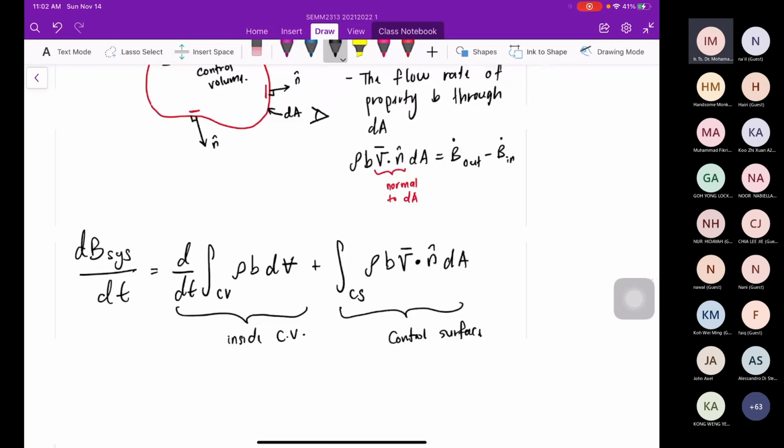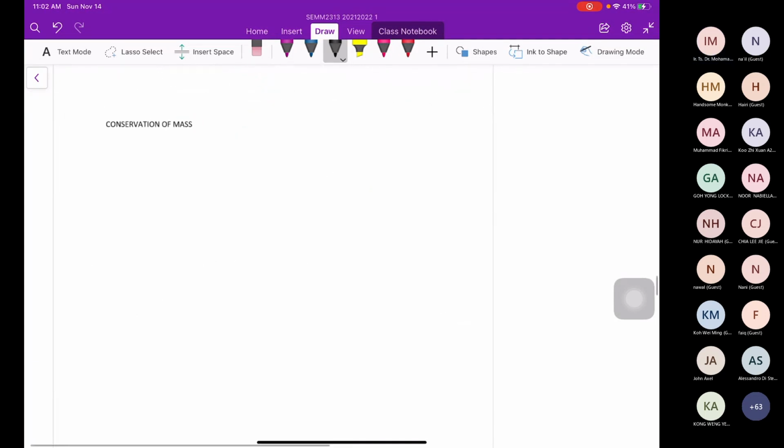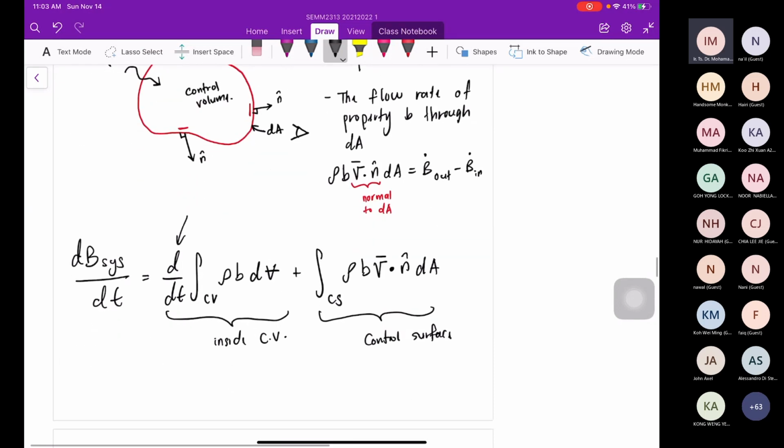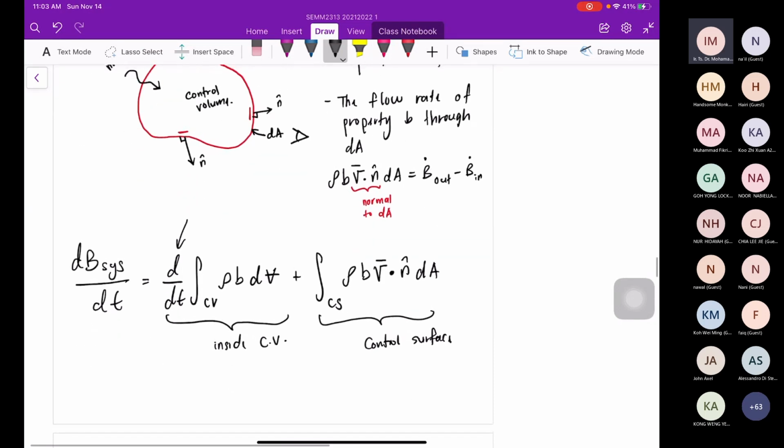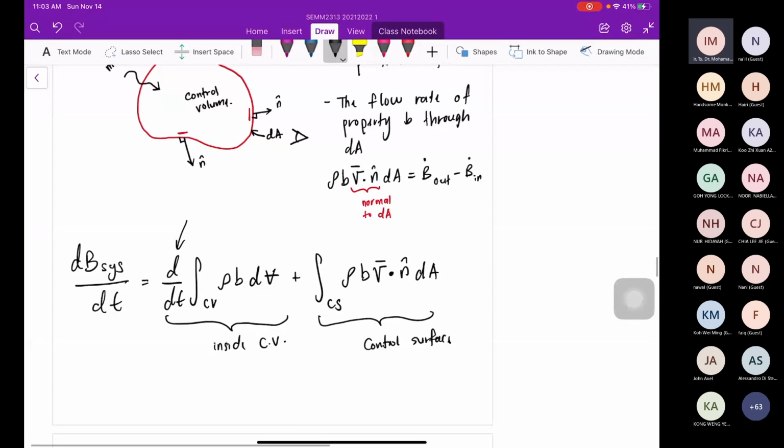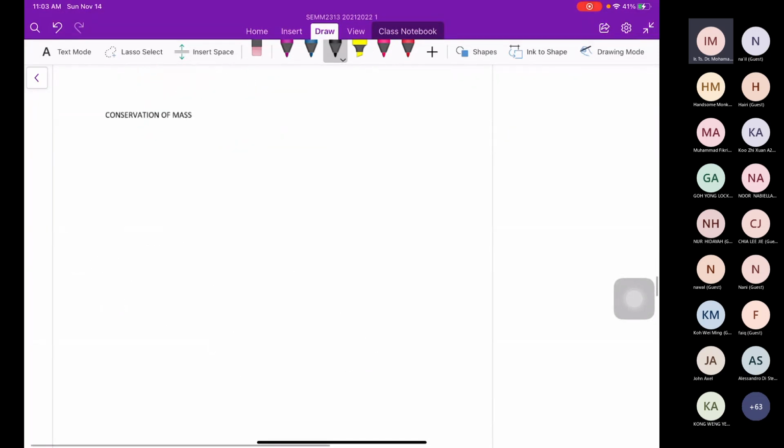So when we convert from the system to the control volume, we must understand that in the control volume, we have two components that need to be considered. Inside the control volume, the change inside the control volume over time. And then the property that crosses in and out of the control volume, which is the control surface. Now since we understand the general form of the Reynolds transport theorem, how to convert from the system to the control volume, let's apply it to the conservation of mass.